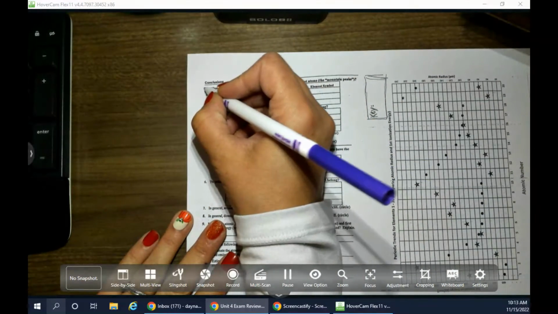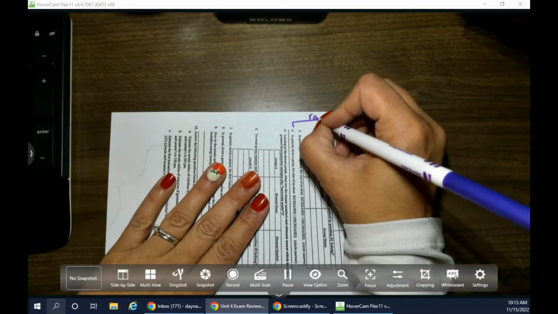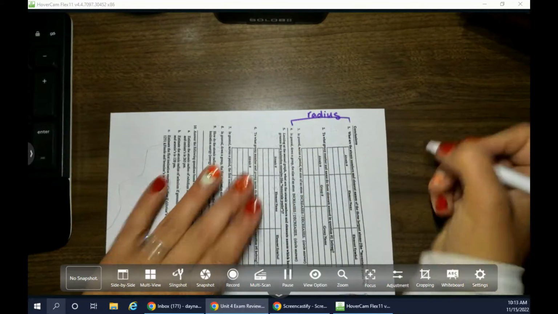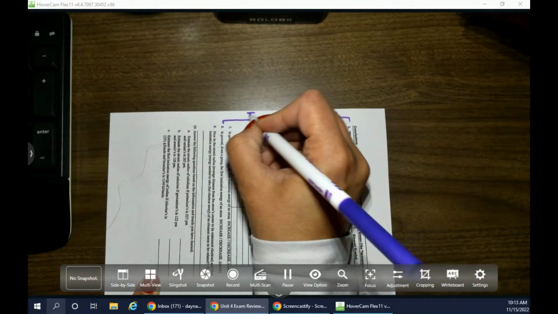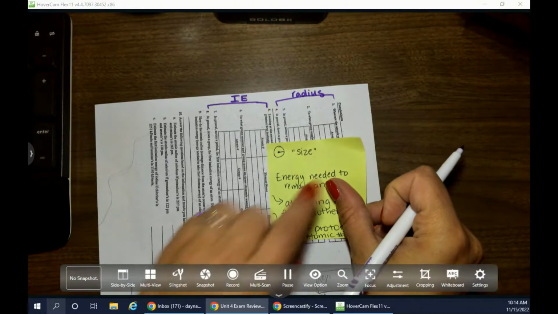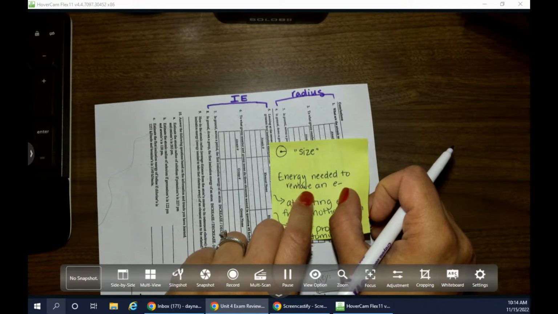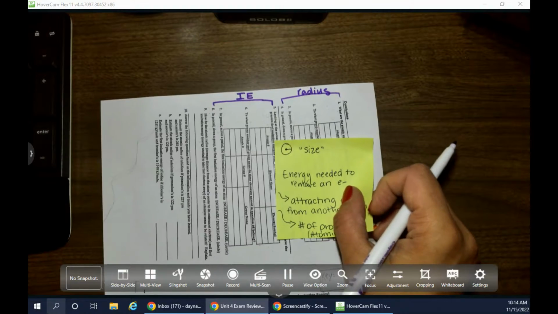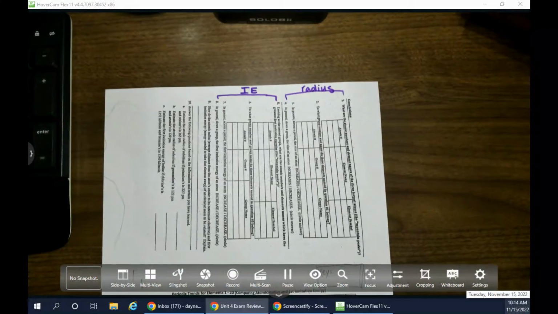But this 1 through 4, if you turn your page sideways, is going to be talking about radius. Okay? And then your 5 through 8 is specifically talking about ionization energy. So we defined those yesterday as these two things. Your atomic radius is always talking about the size of the atom, and your ionization energy is the energy that is needed to remove an electron. So all that we're doing today is we're going to see those trends that we started talking about yesterday in action here, okay?